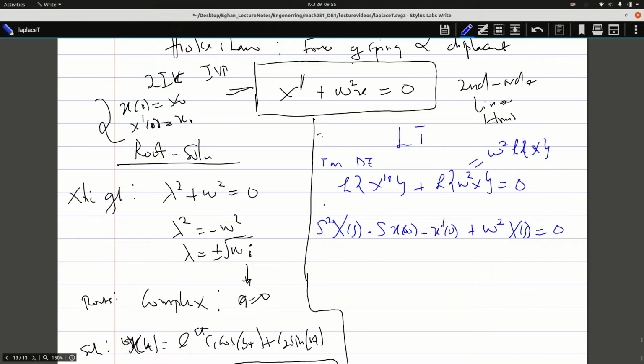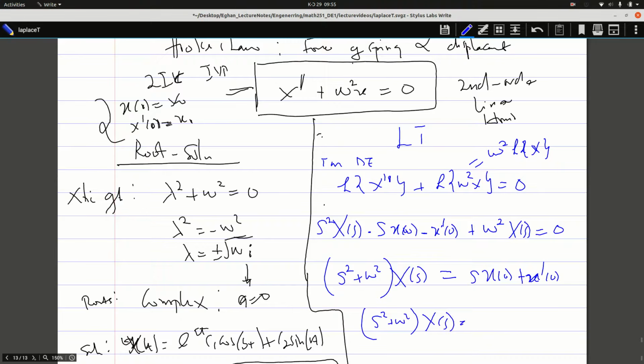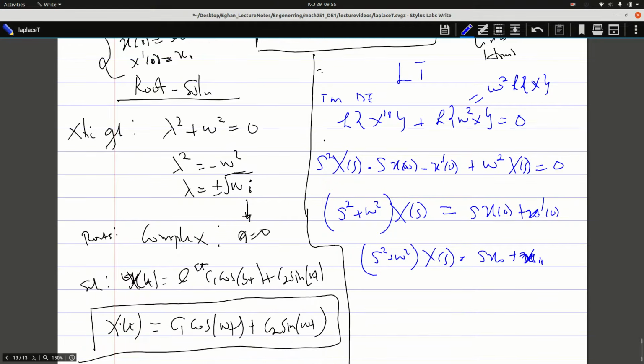If I want to group like terms, you realize I have s squared plus omega squared times the big X equal to, every other term goes to the right hand side. I have s x at 0 plus x prime at 0. So let me quickly do a substitution. x at 0 is x naught, and the derivative is x1, small letter x1. So I just do the substitution of the conditions in here.